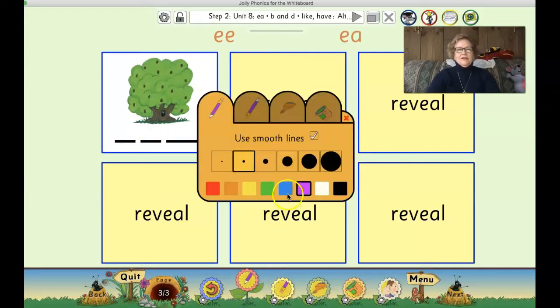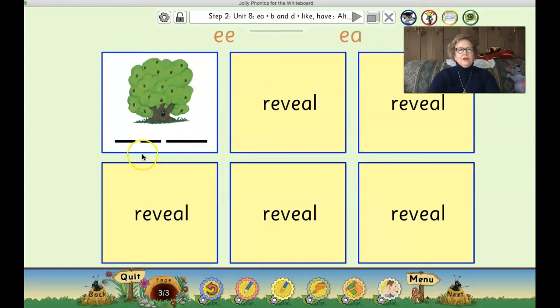Let's change the color of our marker. Let's make it blue this time. Here we go. Let's see if we can write it. See if you can write it before I do. T, r, E. Don't forget your two E's. All right, let's see what the next one is.